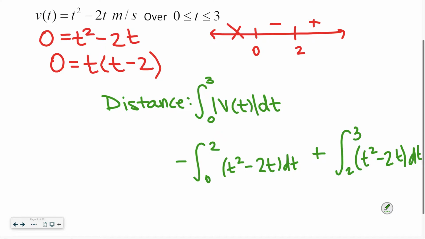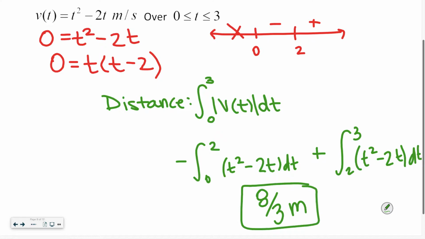Did you get something, Turner? 8/3. And you would want to put a label on it. So since velocity was meters per second, we know that our distance would be 8/3 meters. Okay. So the biggest thing here is that you figure out where your velocity is negative and turn those integrals to negative integrals to counteract the negative area.